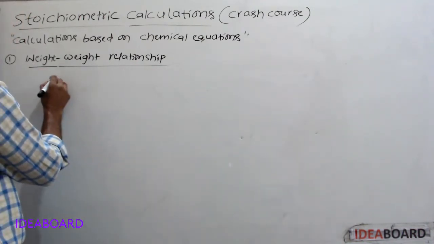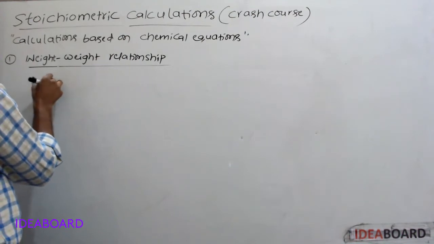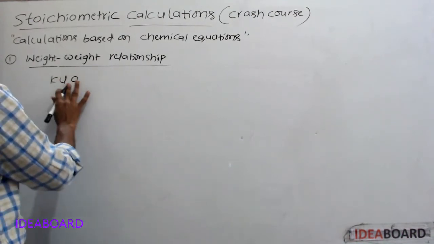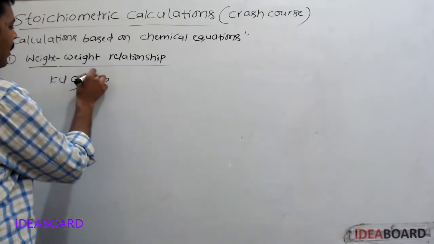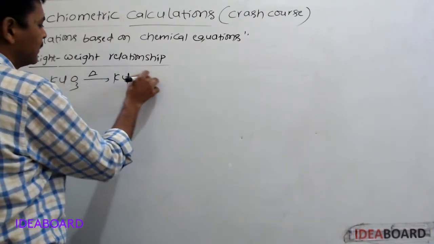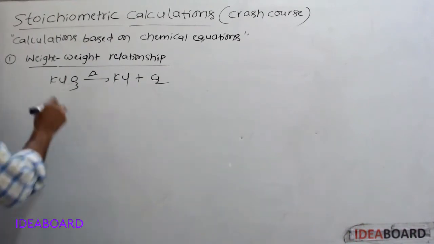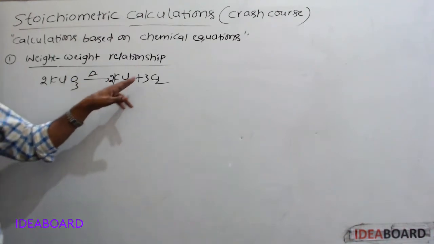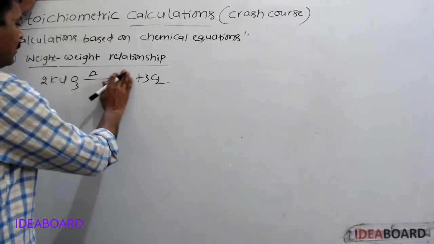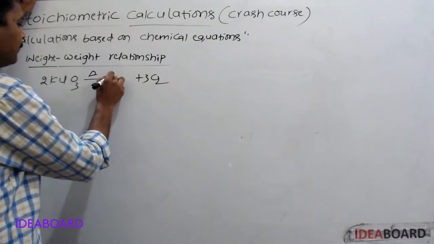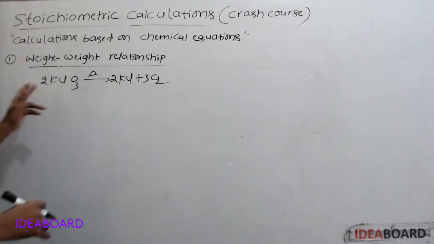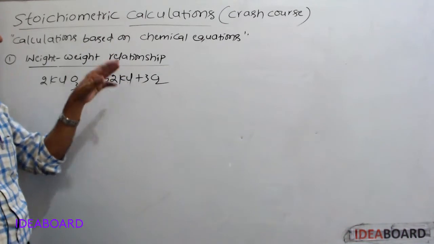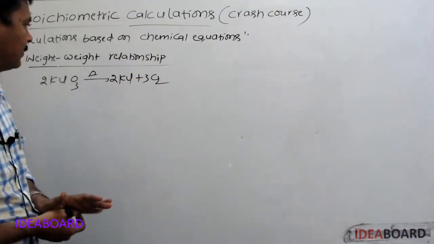Suppose if we take one reaction, KClO3, potassium chlorate, on heating, potassium chloride plus oxygen are formed. Balanced equation: 2 moles of potassium chlorate on heating, 2 moles of potassium chloride and 3 moles of oxygen are formed.